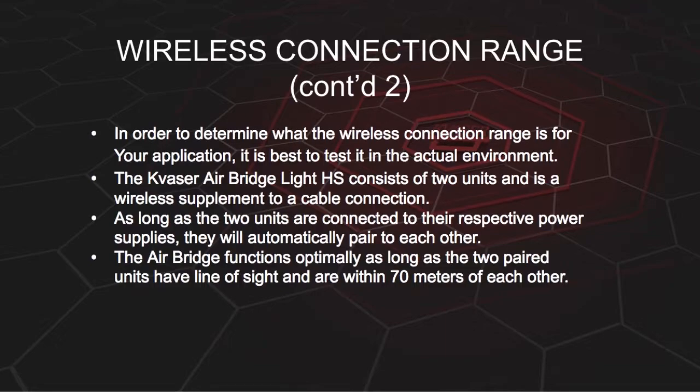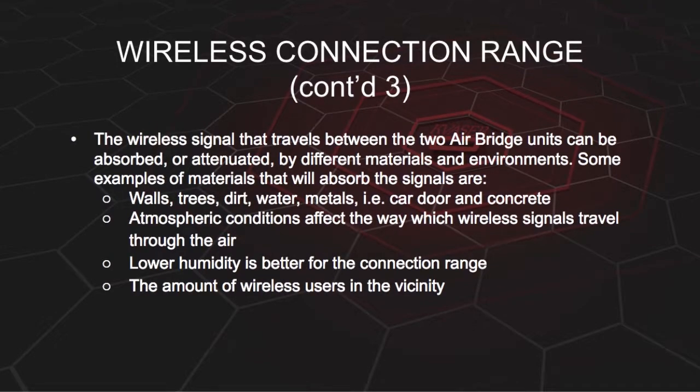The Kvaser AirBridge Lite HS consists of two units and is a wireless supplement to a cable connection. As long as the two units are connected to their respective power supplies, they will automatically pair to each other. The AirBridge functions optimally as long as the two paired units have line of sight and are within 70 meters of each other. The wireless signal that travels between the two AirBridge units can be absorbed or attenuated by different materials and environments.